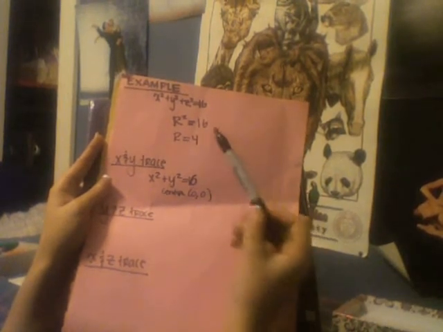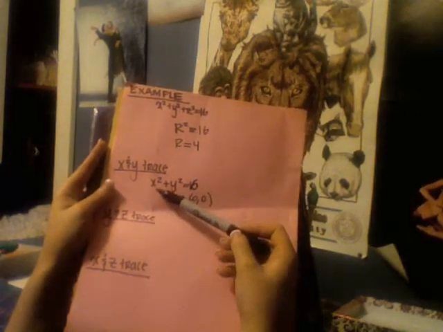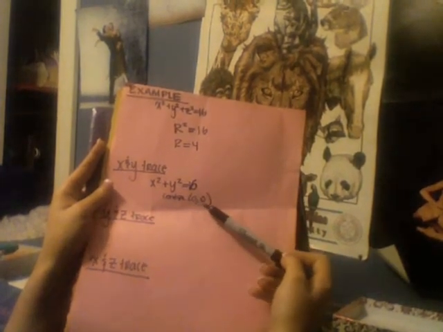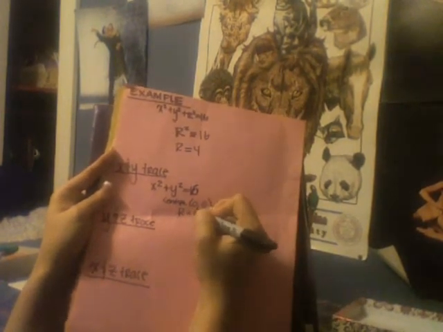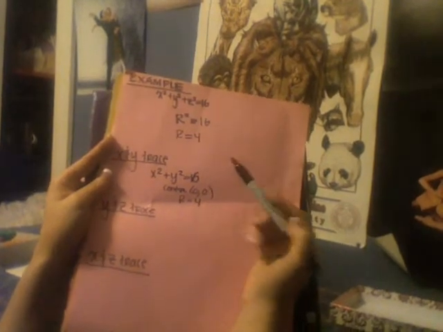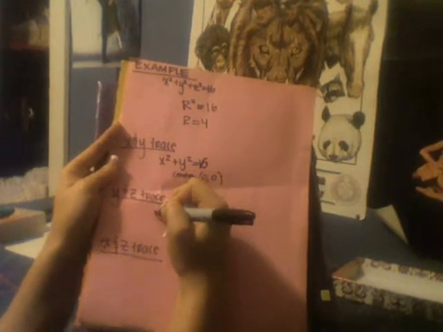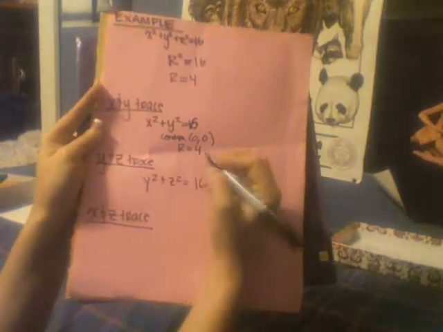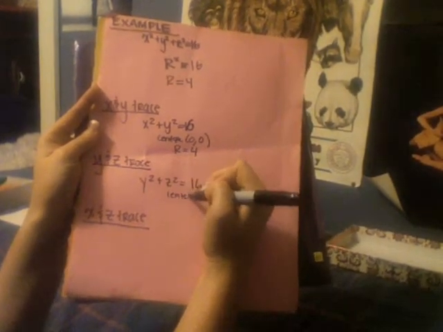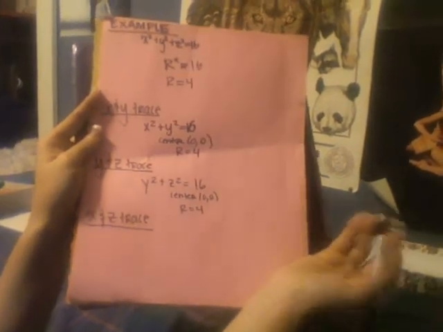That's just where you ignore the z variable. So that will give us x^2 + y^2 = 16. Here we see there's no x0 or y0, so we know that our center is at 0, 0. And again, our radius is just going to be equal to 4 because r^2 is 16 and the square root of 16 is 4. For our yz trace, we're going to ignore the x variable, so we get y^2 + z^2 = 16. Again, with a center at 0, 0 and a radius of 4. So we get another circle.